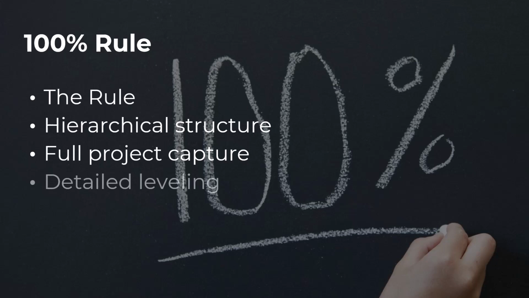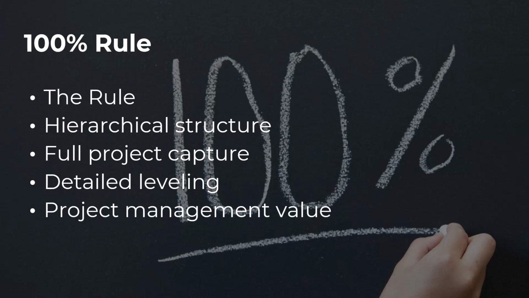Detailed leveling is crucial in the WBS. Each lower level represents an increasingly more detailed definition of the project work, and the 100% rule applies to each of these levels, ensuring that the sum of the lower level components equals the deliverables above. The 100% rule brings immense value to project management because it assists in achieving comprehensive project planning, allocating resources efficiently, tracking progress, and controlling our project scope.